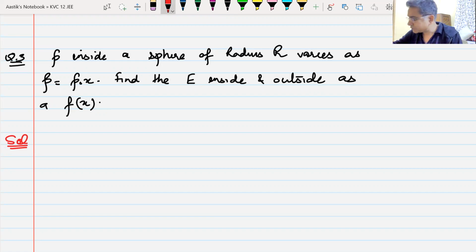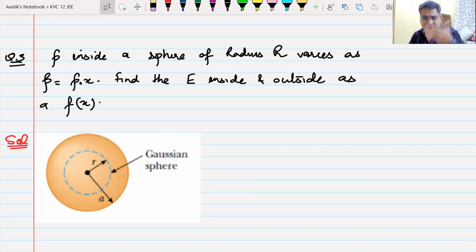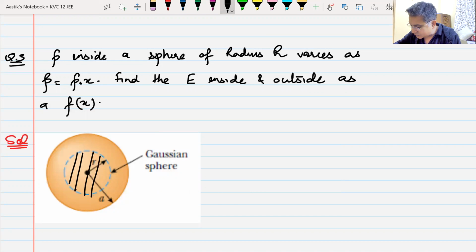So basically, let me use the diagram from the previous question, it would be easier for me to do it. For inside, I have to find the field at a distance r or x. So what I need to do is find out how much charge is in this sphere of radius x, or radius small r. Do we understand this?